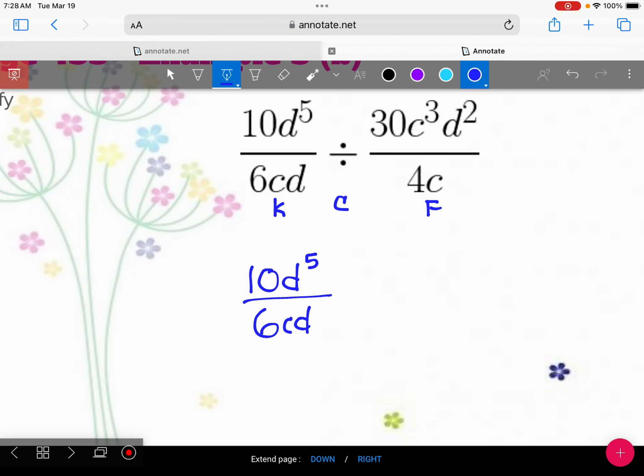So we're going to keep our first fraction. We're going to change our sign. So our division becomes multiplication. And then we're going to flip that second fraction. We're going to have 4c on the top and our 30c cubed d squared.